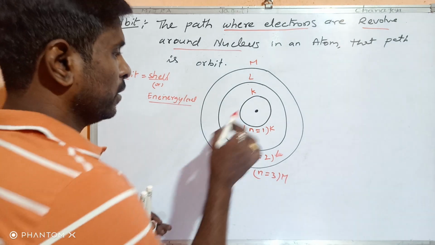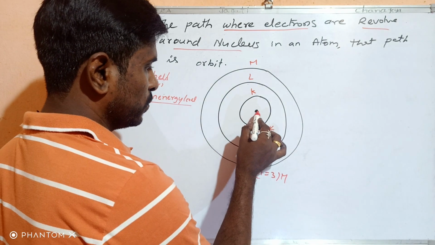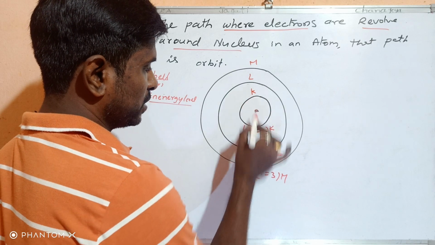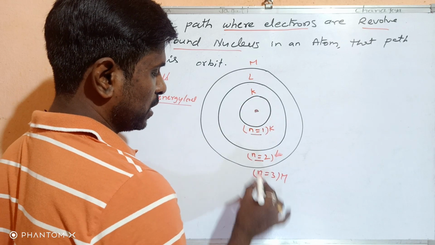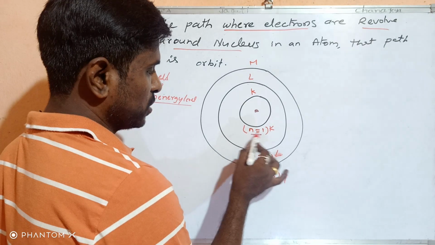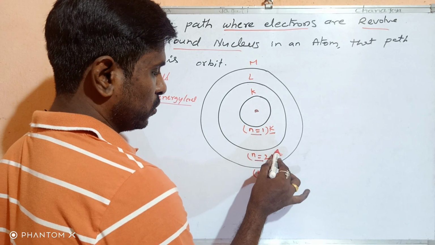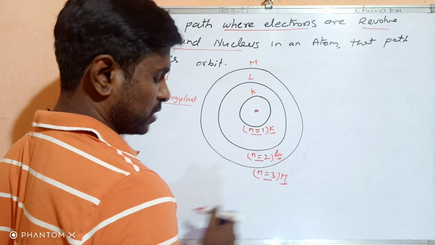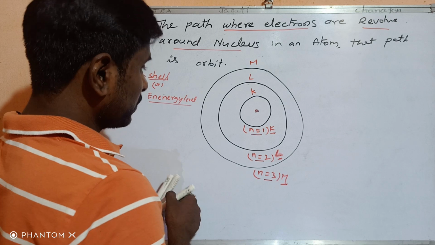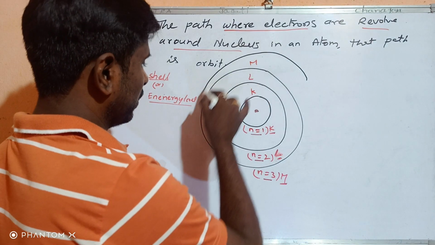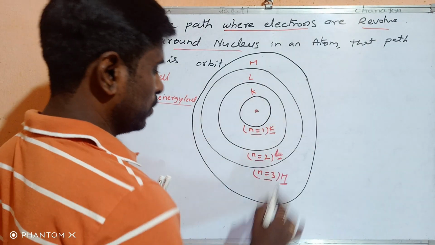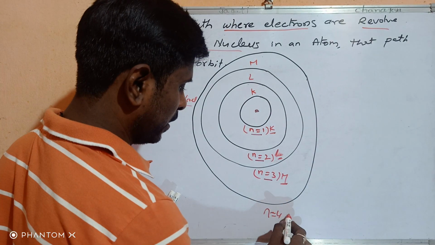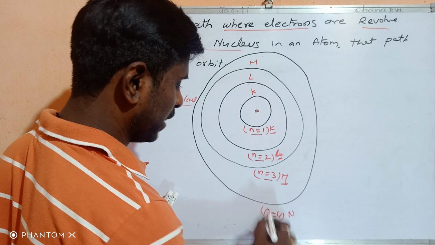Now here, this is the nucleus. Around the nucleus, shells or orbits are there. This is the n equal to 1 shell, n equal to 2 shell, n equal to 3 shell. The n equal to 1 shell is also called the K shell, n equal to 2 is also called the L shell, n equal to 3 is also called the M shell. Another shell is n equal to 4, the N shell.